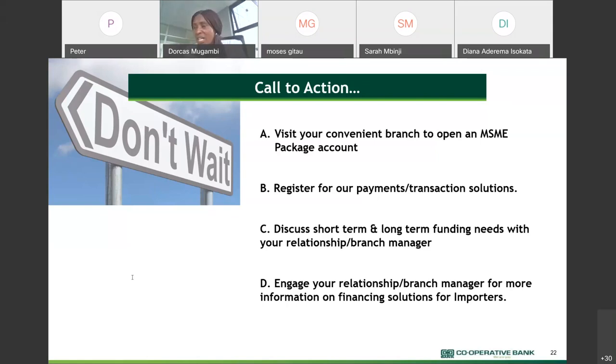Then there was a question around whether we have a panel of agents. Yes, we do. And of course, in most cases, we will give that panel to you if you are already doing facilities with us. So we will say these are the agents that we normally use as a bank for our customers, and we will share it with you. Again, your relationship manager will be able to advise you on that.